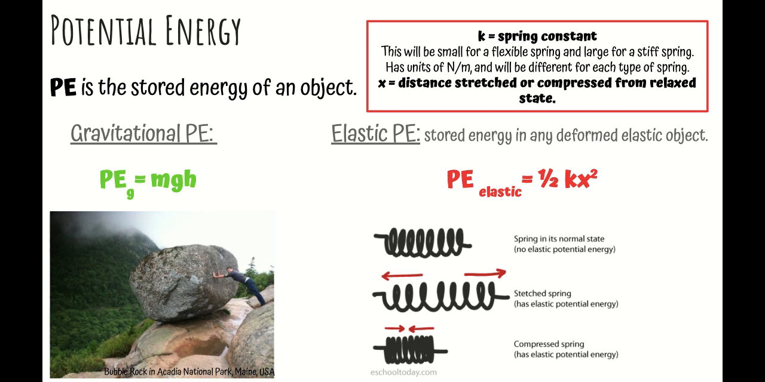So if I have the acceleration due to gravity, and if I know the mass of the object, I know how high the object is, and if we're on Earth, we know the acceleration due to gravity, you can multiply those values to figure out the potential energy of that object.